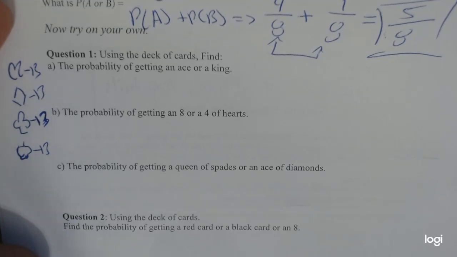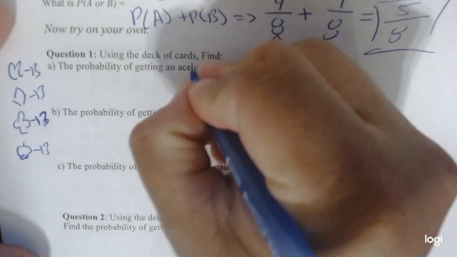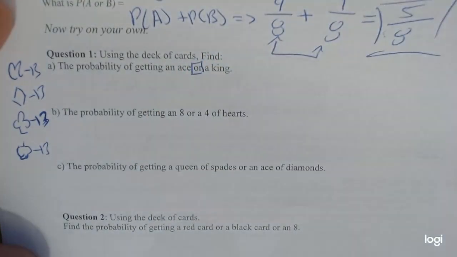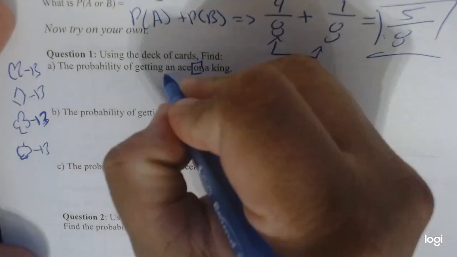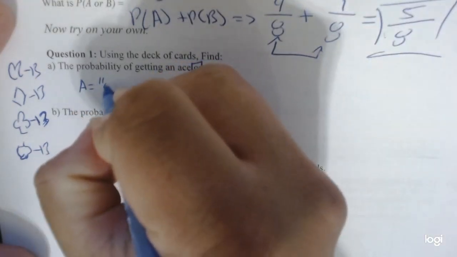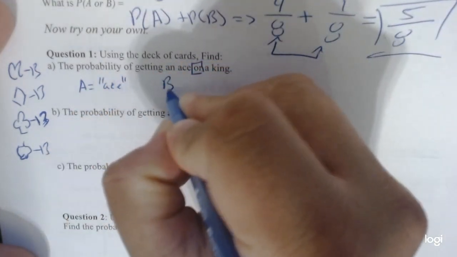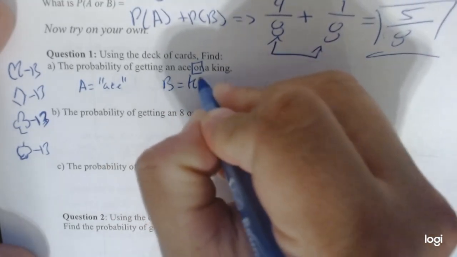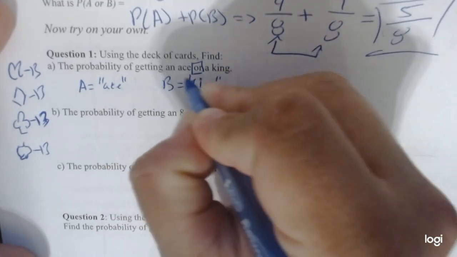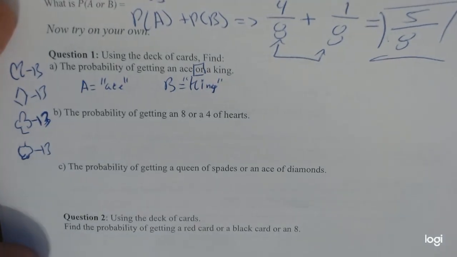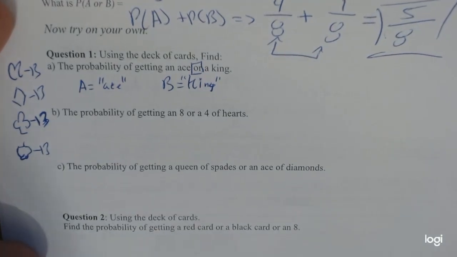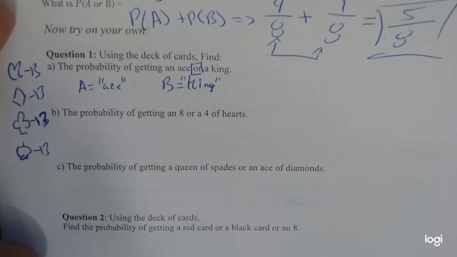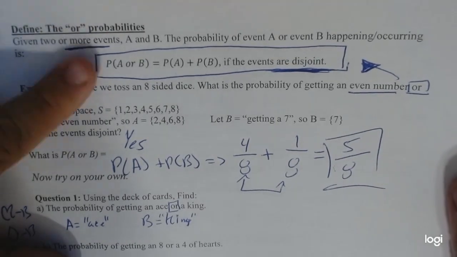Okay, so using that portion, given a deck of cards, find the probability of getting an ace or a king. All right, so an or. So event A is an ace, and event B is a king. Are the two events disjoint? In other words, can I get an ace and a king at the same time? Hopefully saying no, right? So that means these are disjoint events, which means we're going to be using this probability.